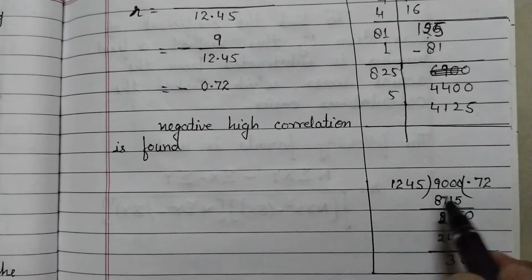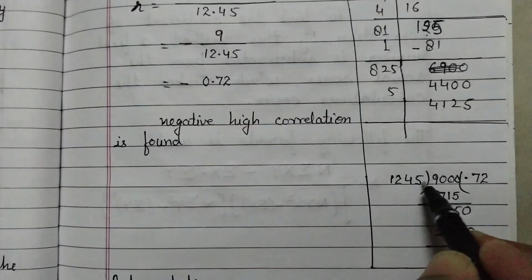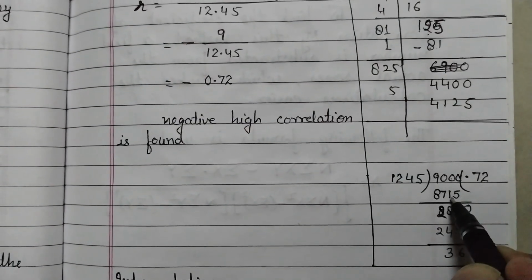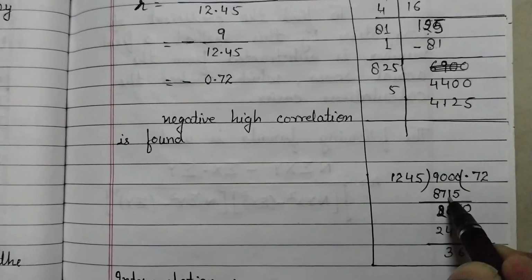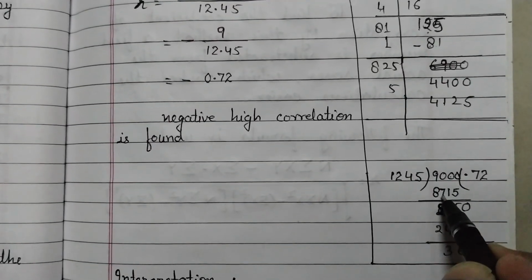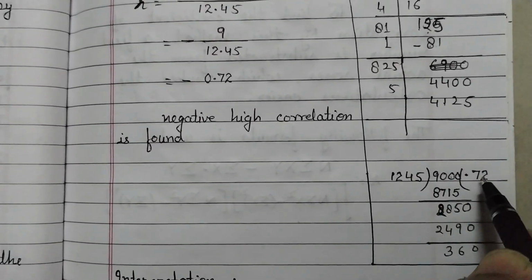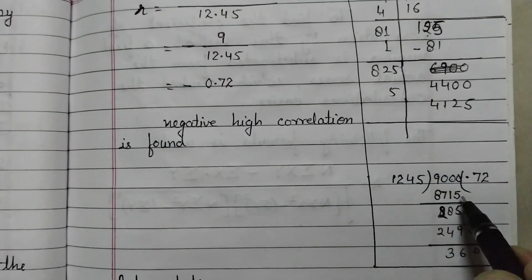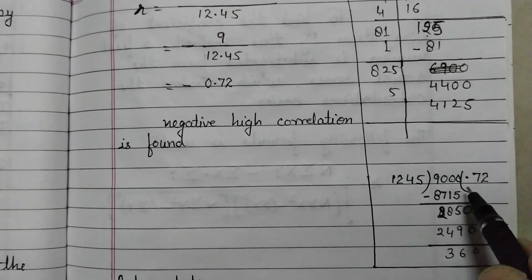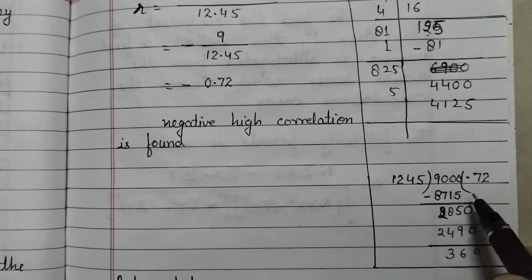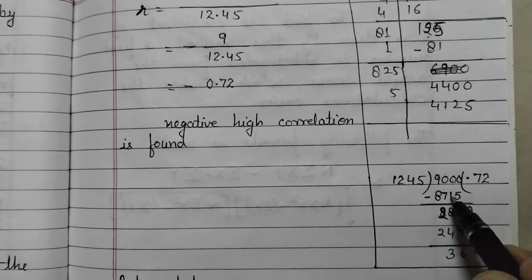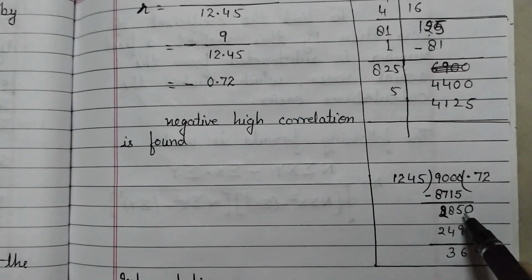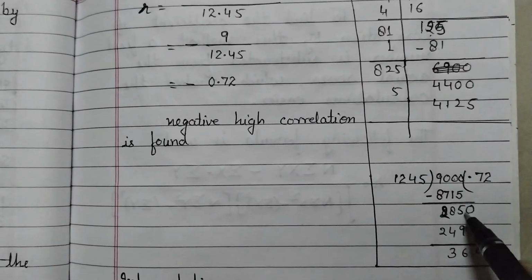So about 7 times. So 7 5s are 35, carry over 3. 7 4s are 28, 28 plus 3 is 31, carry 3. 7 2s are 14, plus 3 is 17, carry 1. 7 1s are 7, plus 1 is 8. So 8 7 1 5. Now subtract this value. We have 10 minus 5 is 5, 9 minus 1 is 8, and again 9 minus 7 is 2. So 2 8 5. Now 1 0 is carried.